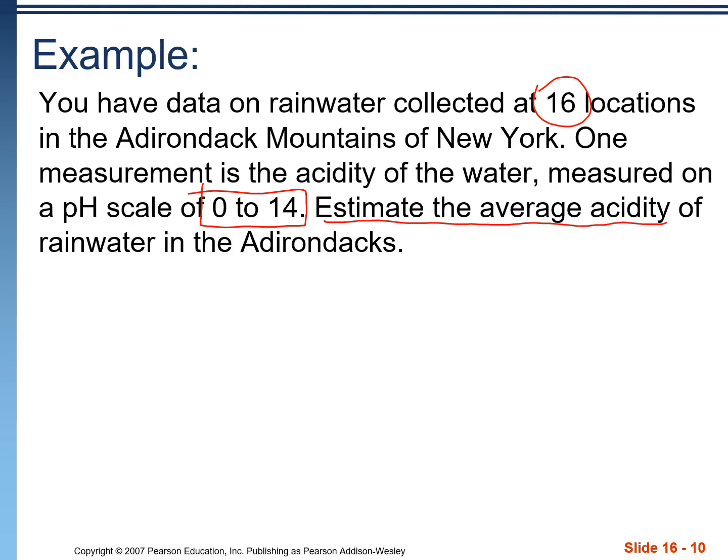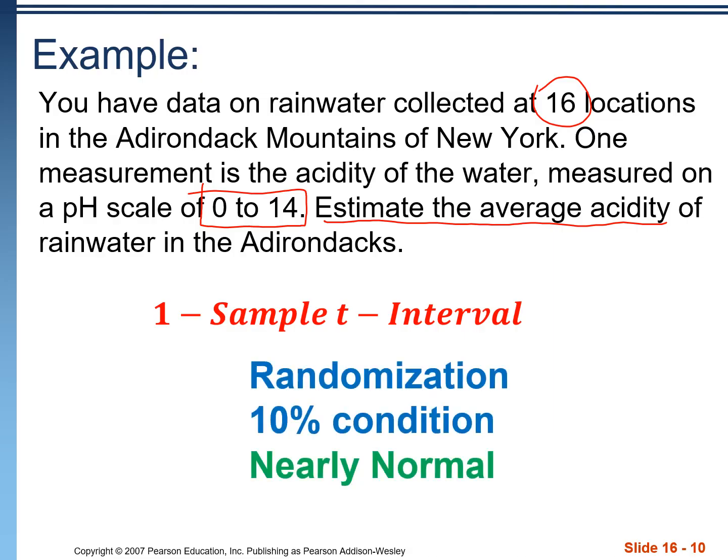This is a confidence interval, one sample, t-test because it's quantitative. I'm sorry, t-interval because it's quantitative. We're going to check randomization, 10%, and then our third condition, nearly normal for quantitative data. We don't need the fourth one because we only have one sample.